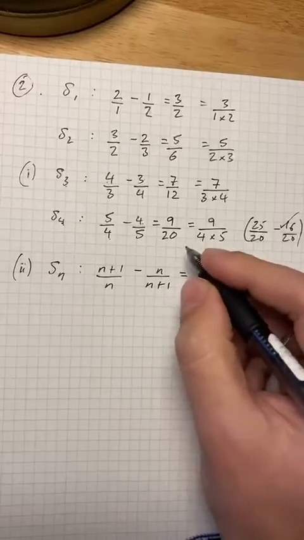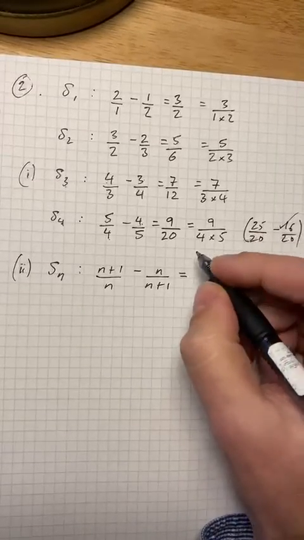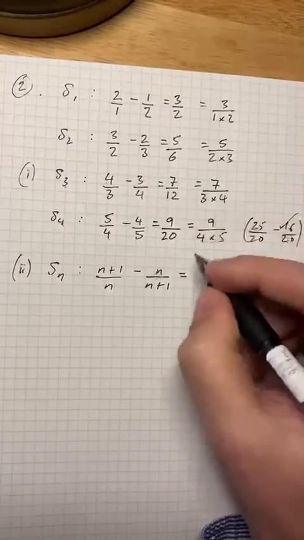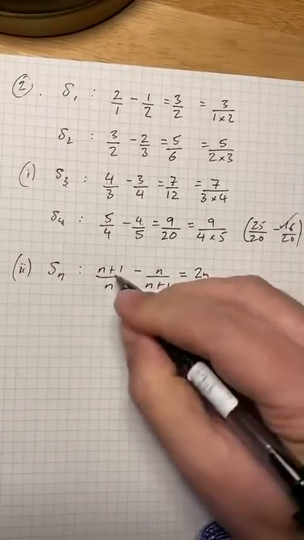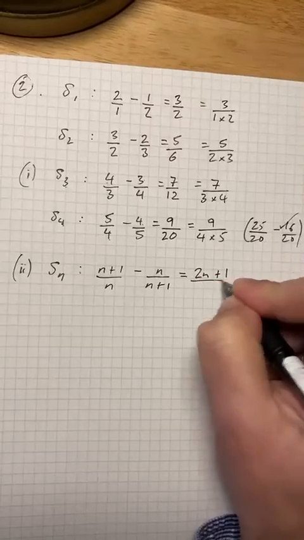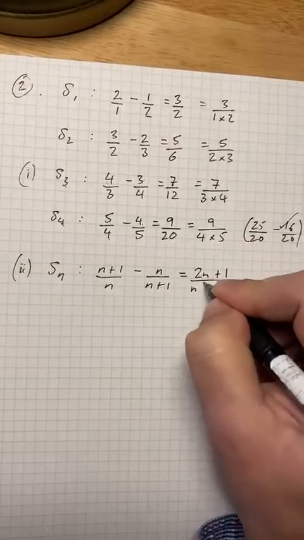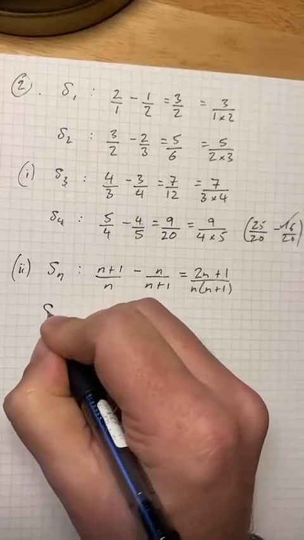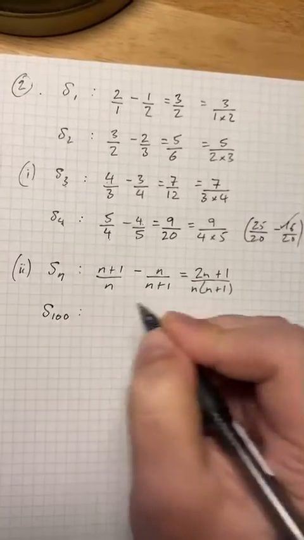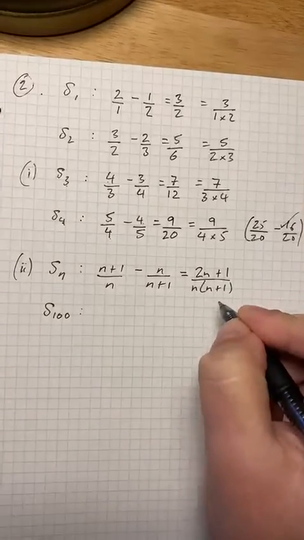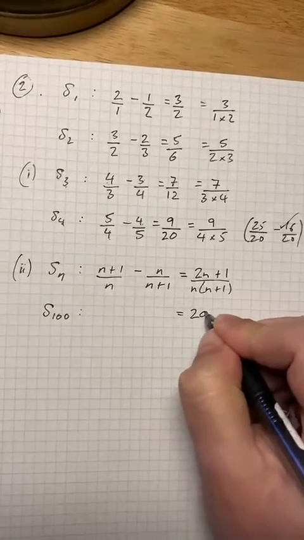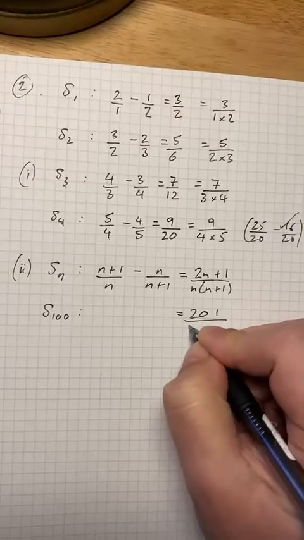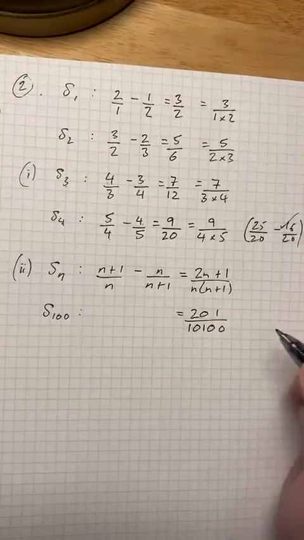And what we're saying is it is those two added. So 2n plus 1 over n times n plus 1. So what we can say then is the 100th one is 201 over 100 times 101, which is 10100.